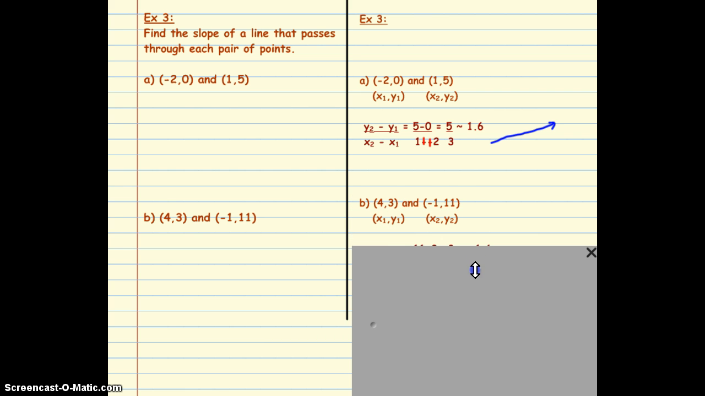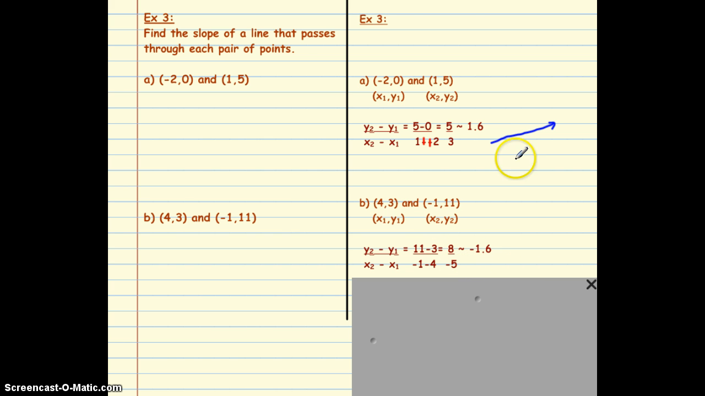Change in our y's, our rise, you're going to use 11 and 3. 11 minus 3 is 8. Finding our run is our x's. We are running from negative 1 to 4, so negative 1 minus 4 gives us negative 5. When we divide, 8 divided by negative 5, we get negative 1.6. So we get the same answer, except this one is negative. So that means the line to connect these 2 points would be going down. It would be a slope looking something like this.